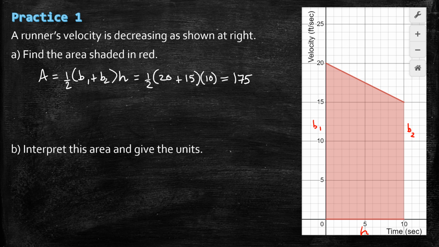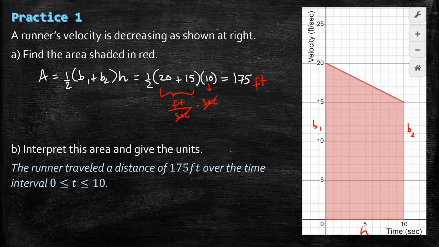And then we would like to interpret this area and also give the units. So 175, what exactly? Well, let's see. 20 and 15 are both y coordinates. So the units of those are feet per second. And 10 is along the x-axis, and that's in seconds. So it seems like the unit remaining is feet. So what does this area mean? With those units, it means the runner traveled a distance of 175 feet over the time interval from 0 to 10 seconds.